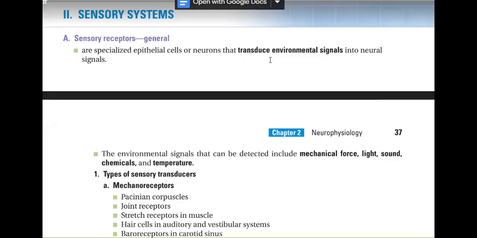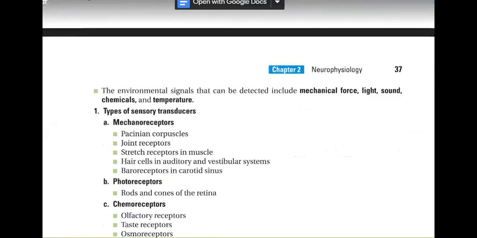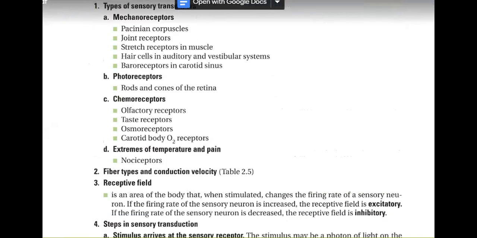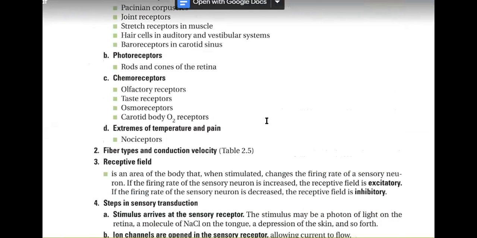Okay, so we left our lecture on the sensory systems, and I taught you all the types of sensory transducers: the mechanoreceptors, photoreceptors, chemoreceptors. So I have taught you till here. We left our lecture here.